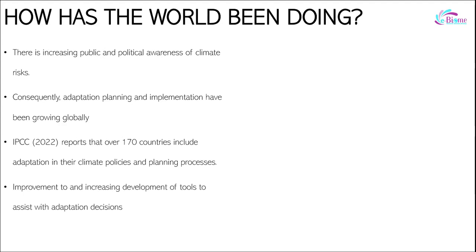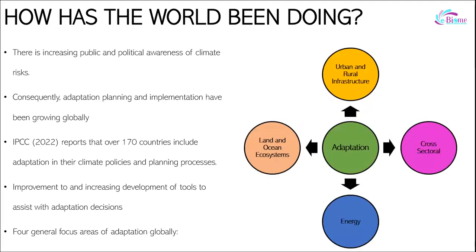It is also realized that there has been various improvements too, and increasing development of tools to assist with adaptation decisions. When we talk about climate change adaptation, it is usually geared towards focusing on 4 general focus areas of adaptation globally. And these 4 areas are urban and rural infrastructure, cross-sectoral, energy, and land and ocean ecosystems.